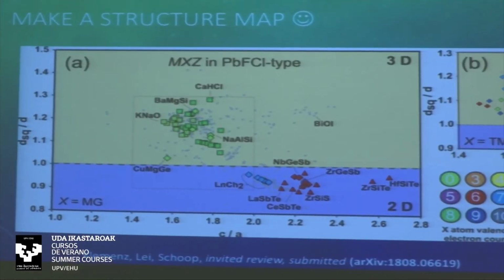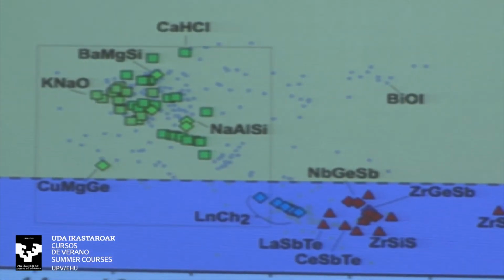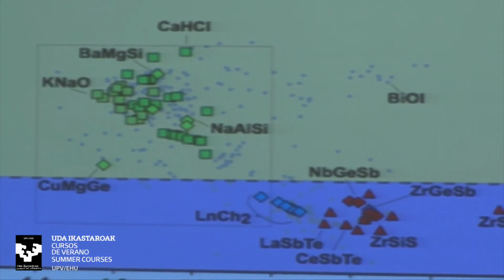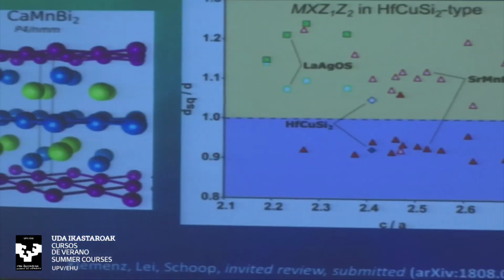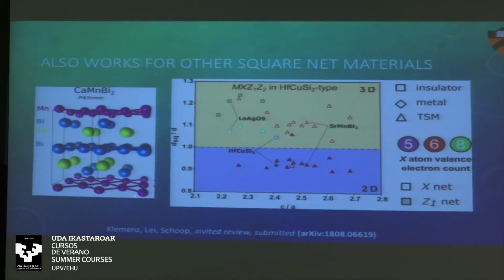Okay, so you can use this plot combination with just counting and looking at electrons. You can find very easily your clean topological semimetals in this family. So this was just one structure type, just for an outlook. We also did that for other square net structures.